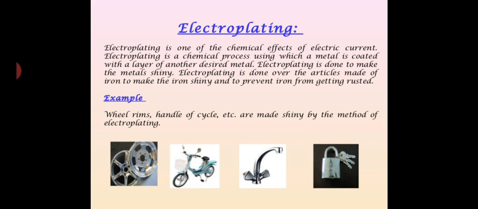Now, what is electroplating? Electroplating is one of the chemical effects of electric current. Electroplating is a chemical process using which a metal is coated with a layer of another desired metal. Electroplating is done to make the metal shiny. Electroplating is done over the articles made up of iron to make the iron shiny and to prevent iron from getting rusted. It can also be used to cover the jewelries to give a gold shine or silver shine on the jewelries to make them attractive and shiny.